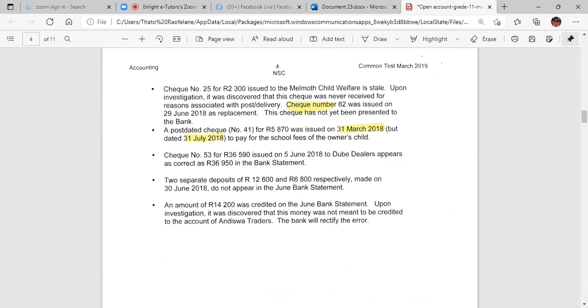What I want you to take from this class: the check stays outstanding until the date that's on the check. March, April, May, June, July.